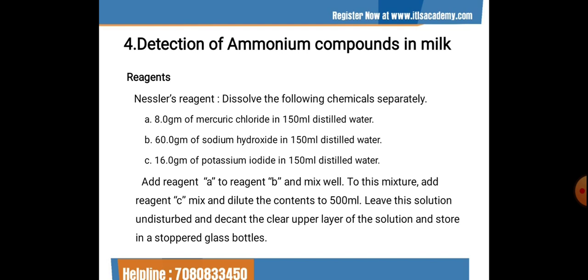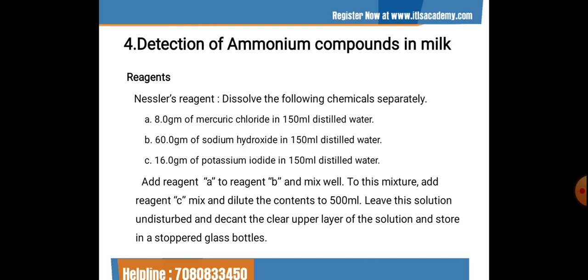For the Nessler's reagent, we have to dissolve the following chemicals separately and very accurately as per the instruction. First, dissolve 8 gram of mercuric chloride in 150 ml distilled water in a separate vessel. Next, make a solution of 60 gram of sodium hydroxide in 150 ml distilled water. The third solution is 16 gram of potassium iodide in 150 ml of distilled water. So these three reagents are prepared separately in separate glasswares.